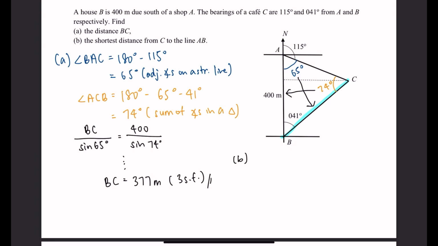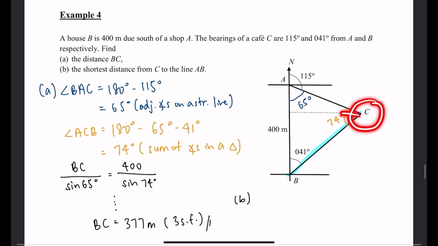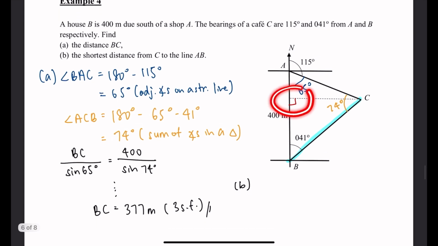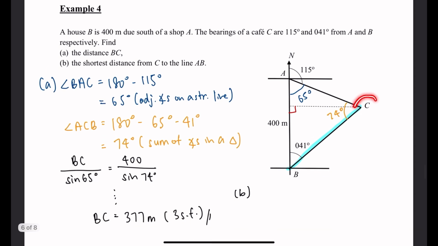Now let's go to part B. Shortest distance from C to line AB. Notice the dotted line already drawn for you. Shortest distance from C to the line AB is always the perpendicular height. So I'm going to label a right angle over here. I repeat again, shortest distance from C to the line AB is perpendicular to AB.